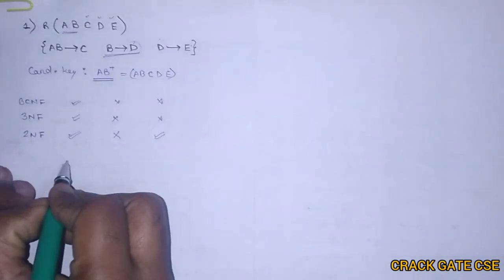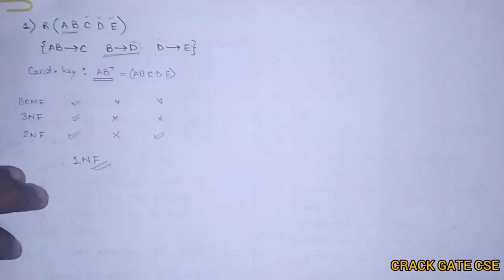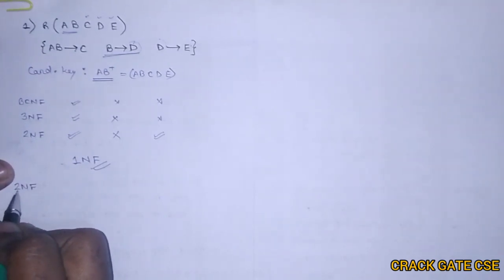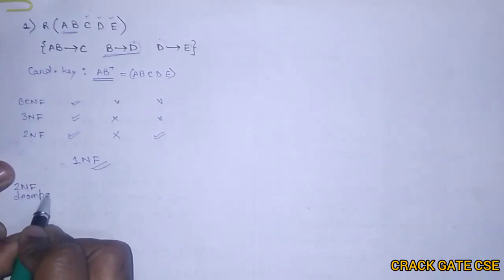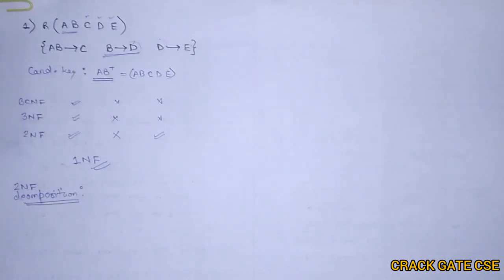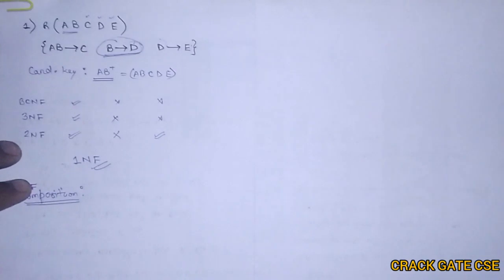So we found out that the relation is in 1NF. It is not in 2NF, not in 3NF, not in BCNF. Now we have to decompose it into a higher normal form. So I am going to decompose it firstly into 2NF. How can we decompose it? Check for the functional dependency which is violating the rule. In 2NF you can see that B to D is violating the rule.